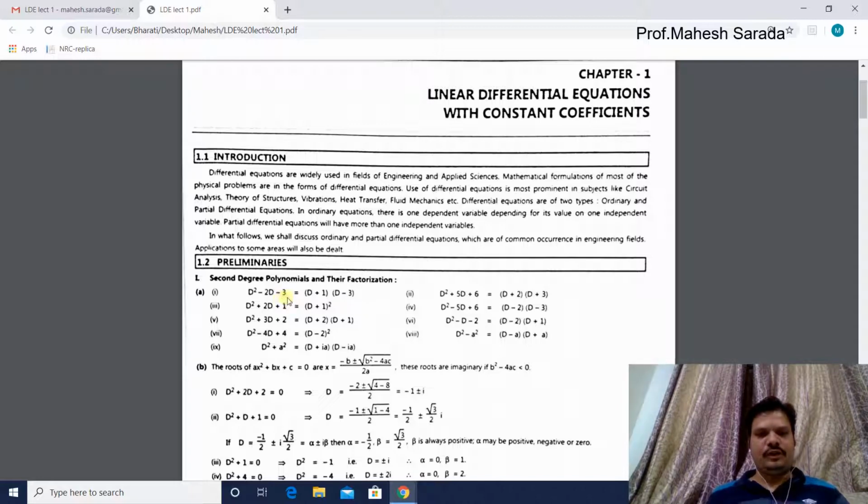Or we have a direct method also. We need to find two values whose multiplication is minus 3 and addition is minus 2. So here we have these two values: 1 and minus 3, whose multiplication is minus 3 and addition is minus 2. With the help of this, we can find the roots of second degree polynomials. So here are the examples for finding the roots of second degree polynomials.